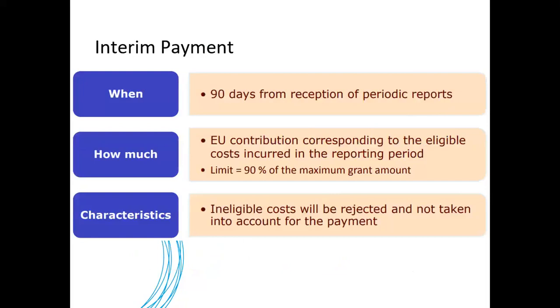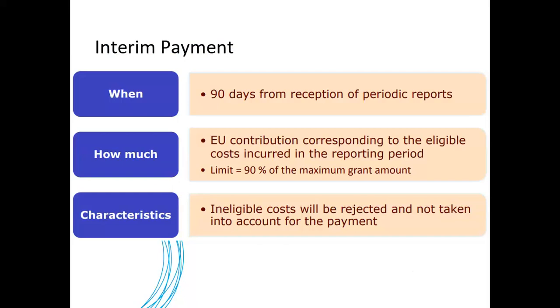Then we have the interim payments. The interim payments take place after each reporting period. So you will receive this payment 90 days after you submit the periodic reports, because of course in these 90 days the Commission has to verify that the reporting was done correctly, that the reporting is done in time, and that all the information required is submitted. And you will receive, of course, the eligible payment, depending on the reporting which you have carried out.